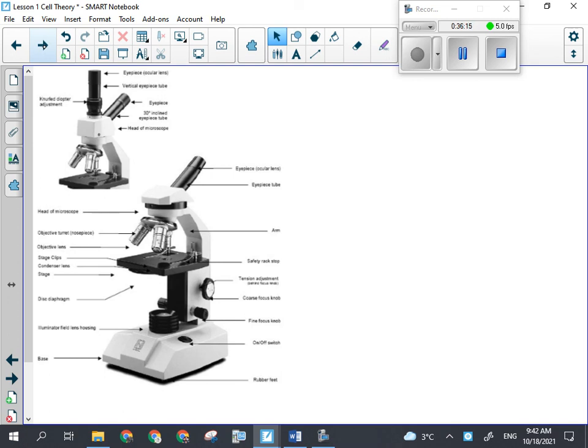You also have this rheostat here that can dim or brighten the light that's coming through. You'll probably just want that on as bright as it'll go and then adjust from here. Okay, and that's really all you need on there.